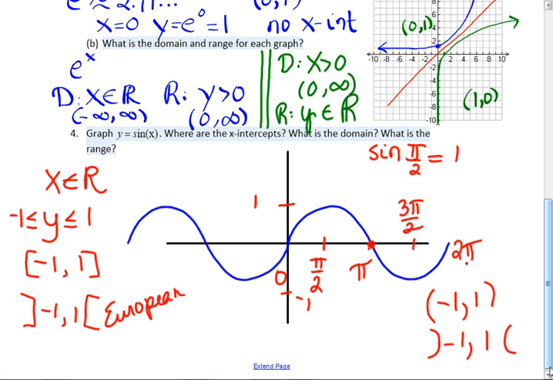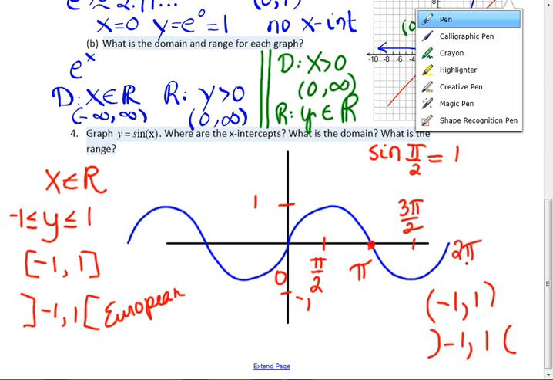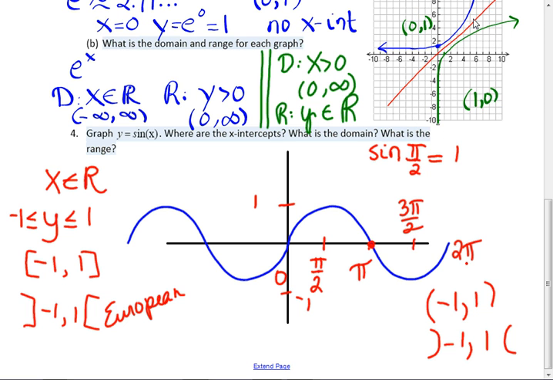Oh, I forgot the intercepts. What are the x-intercepts? How would you write them all? That's always tricky. You're not going to have to know that. Where are the x-intercepts? X-intercepts are where y equals 0. Sorry, I forgot to answer that question.